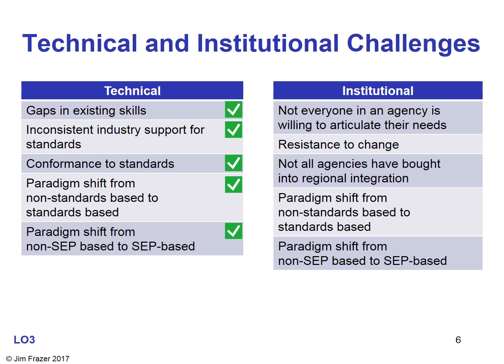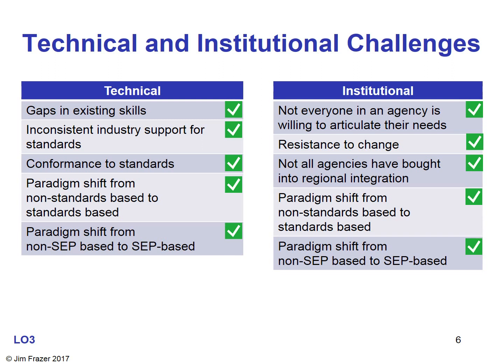Institutional challenges include the following: not everyone in an agency is willing to articulate their needs. Cultural resistance to change and siloing is an issue. Not all agencies support regional integration. Not all siloed activities embrace integration either. The paradigm shift from non-standards solutions to standards-based solutions is also an institutional one, as is the paradigm shift from non-SEP-based solutions to systems engineering-based solutions.